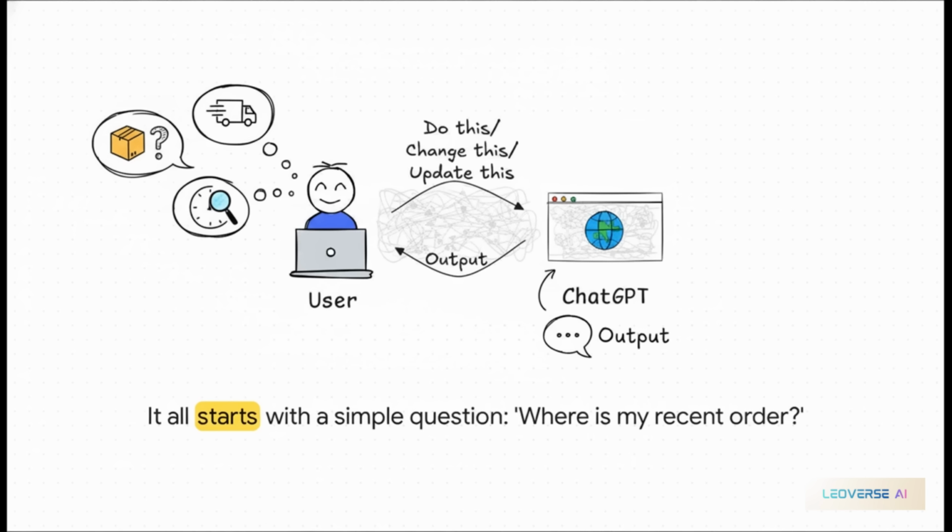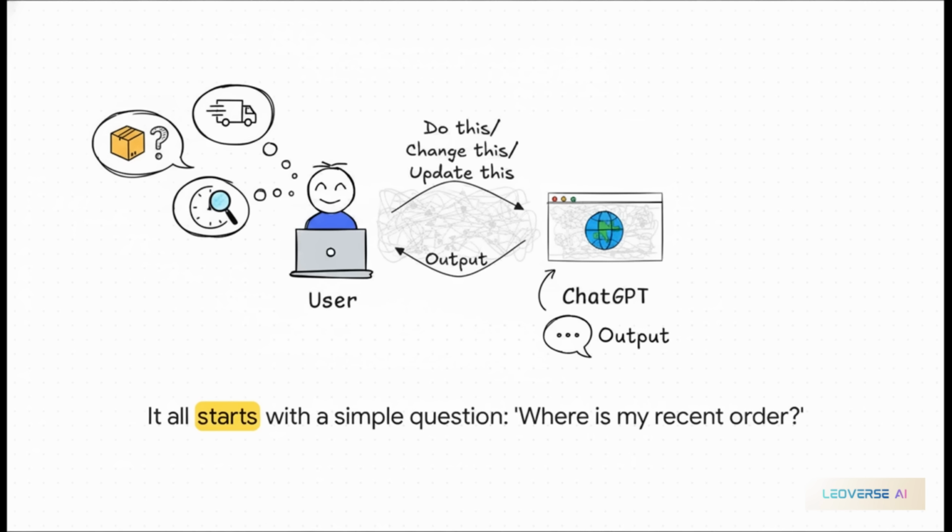Okay, but here's the catch. The LLM's knowledge is totally static. It's basically frozen in time based on the data it was trained on. So it knows about, say, the Roman Empire or how to write a poem, but it has absolutely no clue about the order you placed 5 minutes ago. Your personal, up-to-the-second data is just completely off its radar.